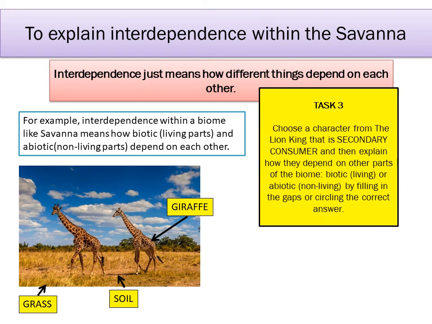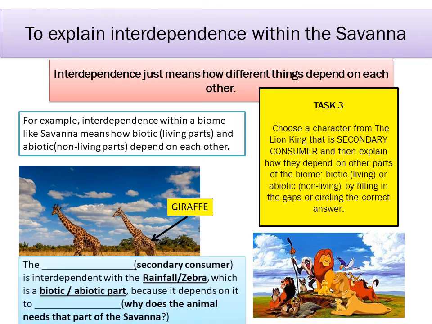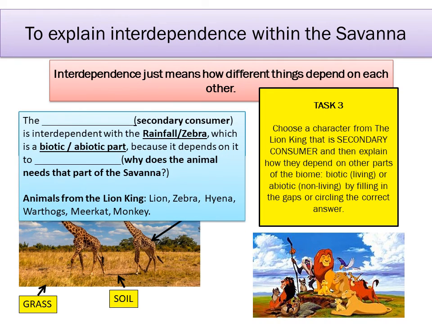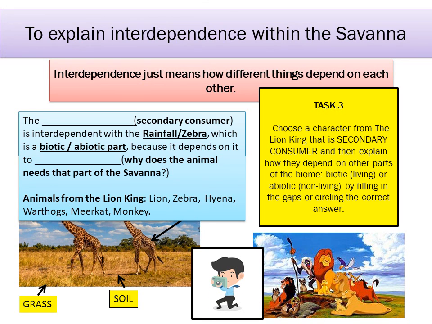Now, what are you going to have to do? You'll have to choose a character from The Lion King that is a secondary consumer. So think carefully. Is this a carnivore? Is this a secondary consumer? And then explain how they depend on other parts of the biome, living parts or non-living parts, by filling the gaps or circling the correct answer. So you've got the box here and you just have to complete the correct answer. Make sure you put this on a piece of paper and take a picture of it at the end to show it to your teacher.